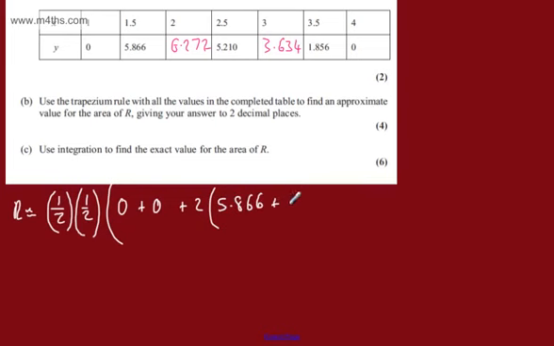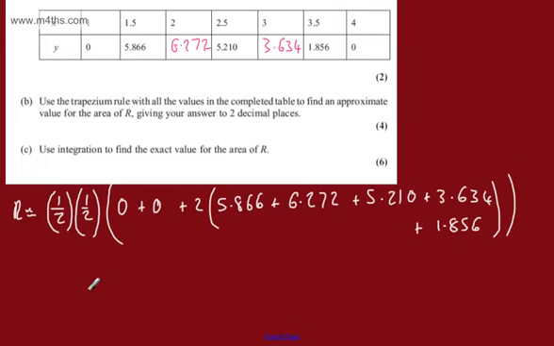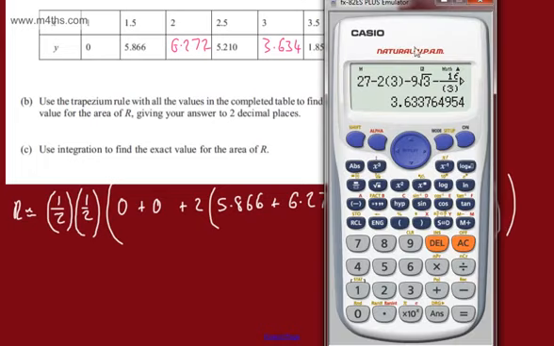5.866 plus 6.272 plus 5.210 plus 3.634 plus 1.856. So that's what we're going to have, and we'll just evaluate this on a calculator. So let's go ahead and do that.